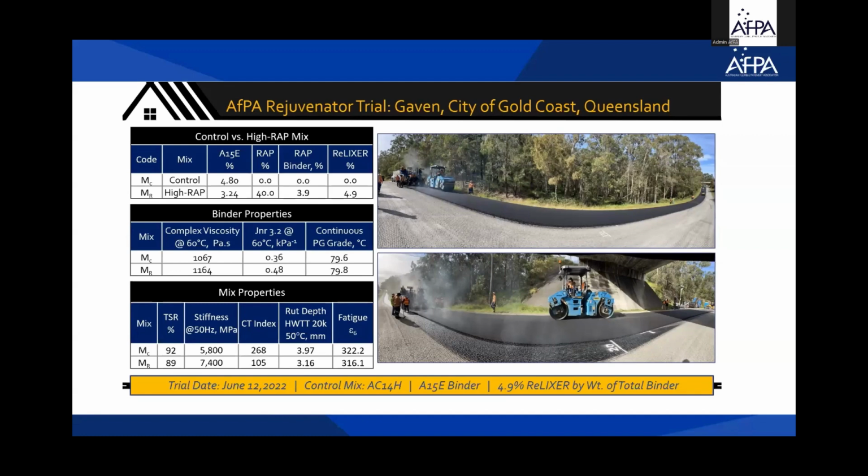These are the mixed level properties that were put down. You can see the TSR, you can see the stiffness, and again, you can see a range of different properties, the fracture toughness and the crack resistance. But I want to focus your attention here on the fatigue number. A 4-point beam bending fatigue, you can see very similar results between the control case with no RAP and the 40% RAP case with Relixer Rejuvenator.